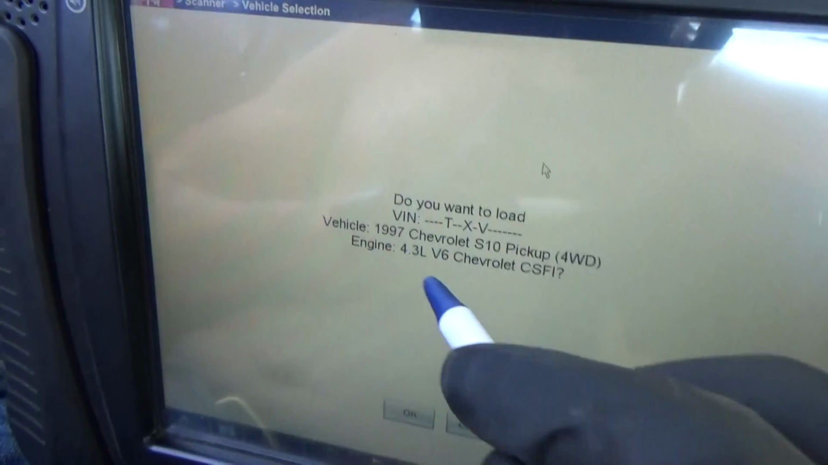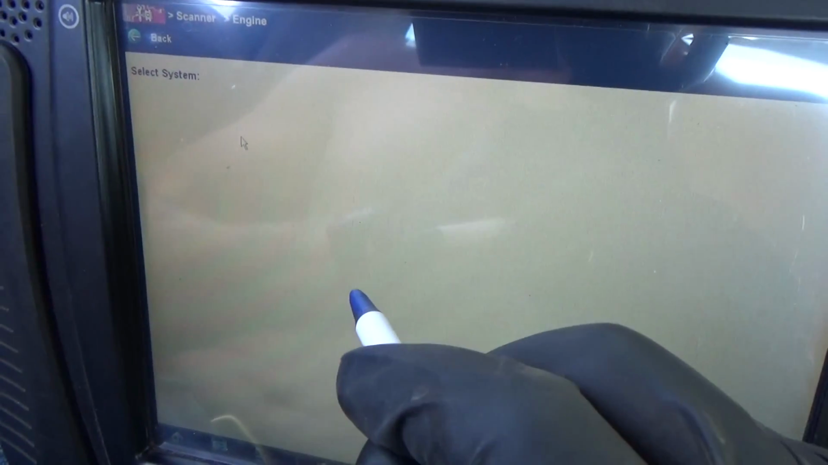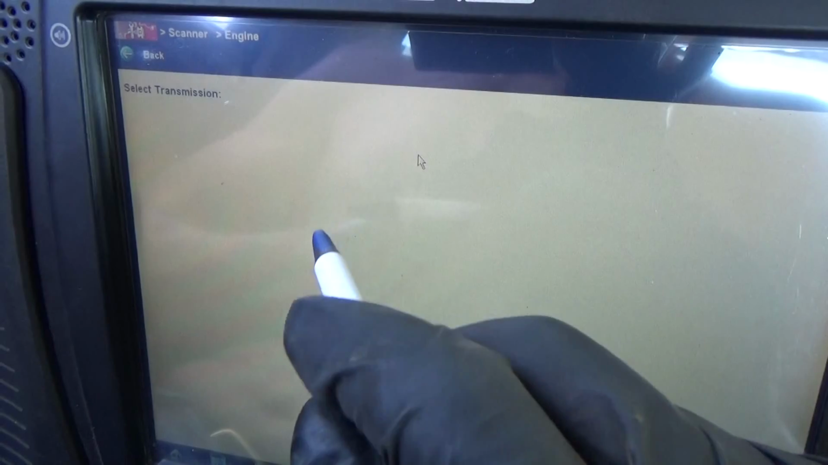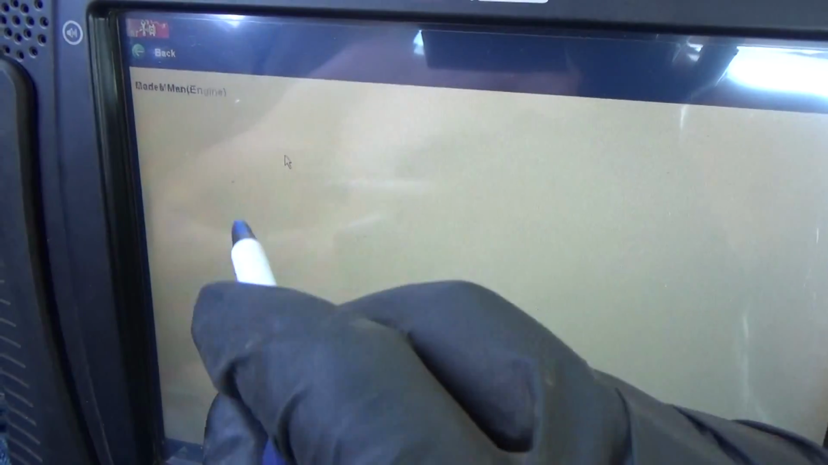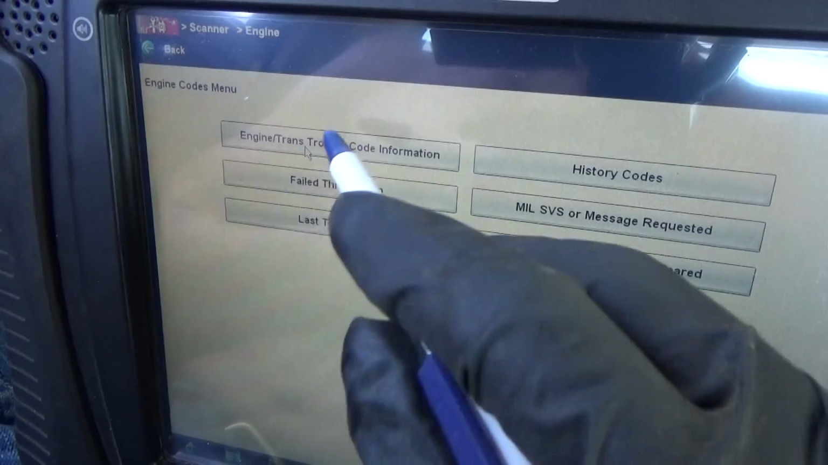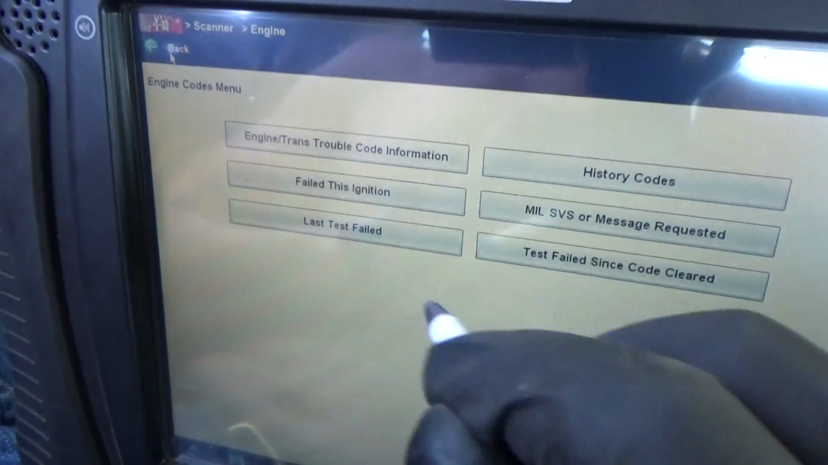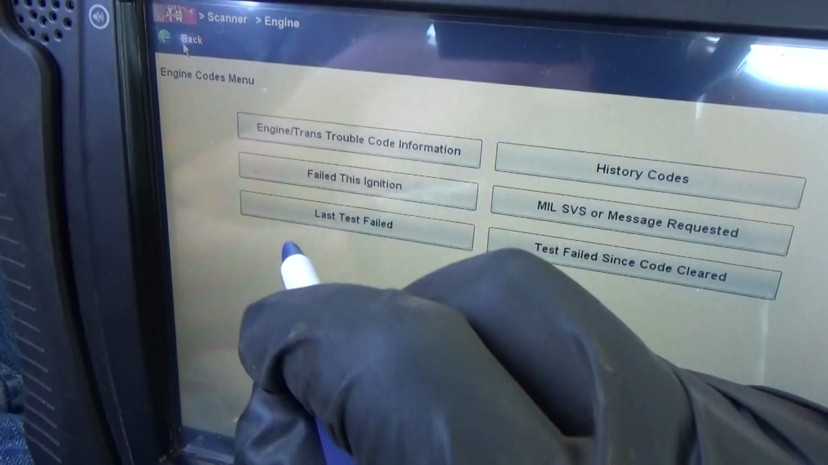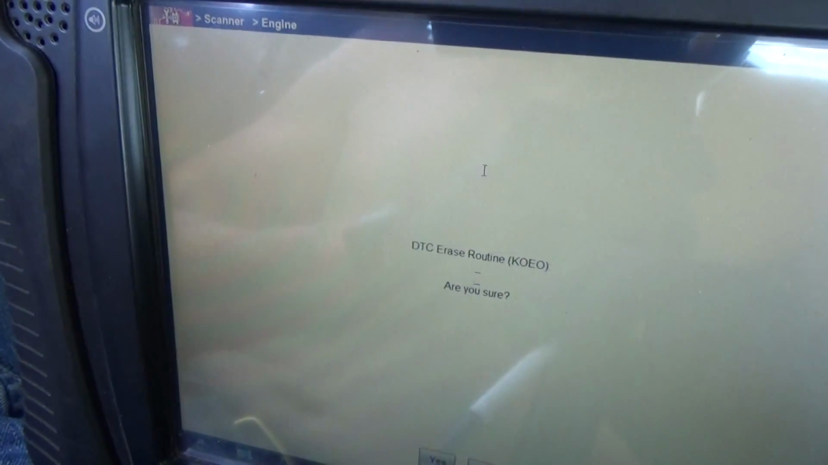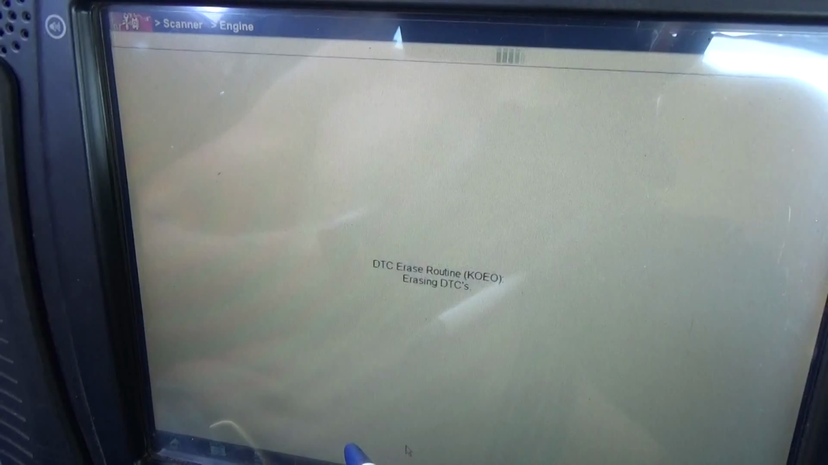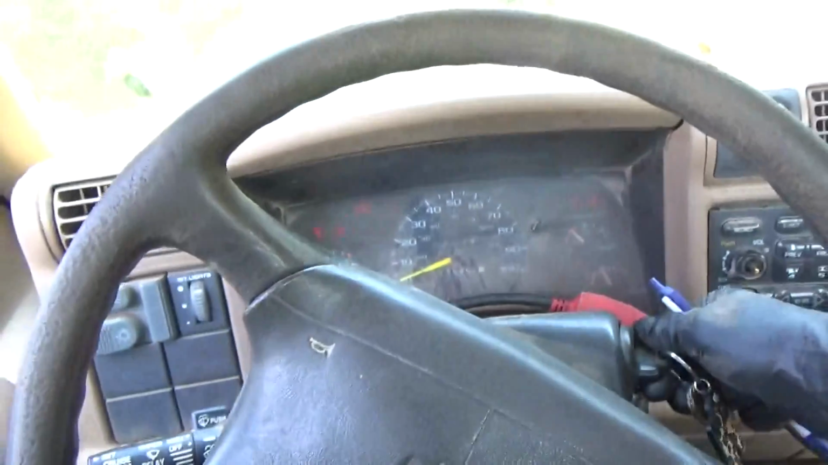Let's see, S10, okay, and engine, AT, okay, codes. Let's make sure we have the same ones. Yep. Let's clear them out. Clear codes. Yes. Okay, start it up.